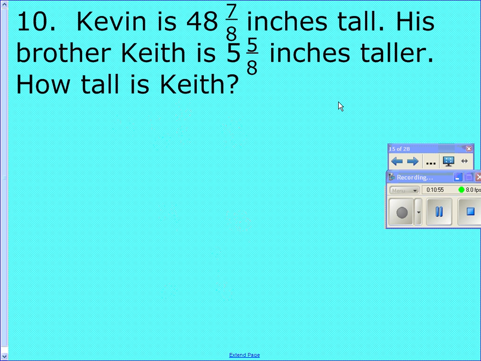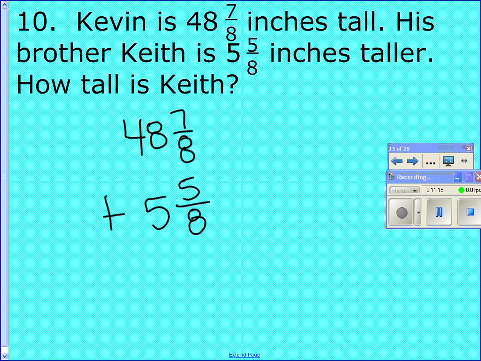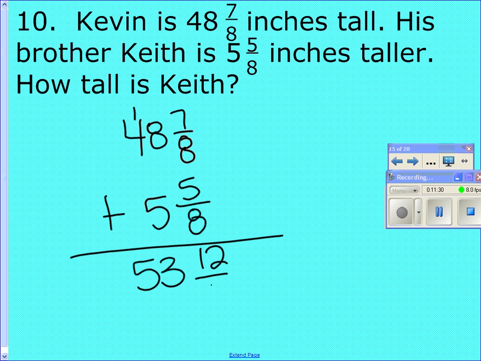Word problem. It says Kevin is 48 and 7/8 inches tall. His brother Keith is 5 and 5/8 inches taller. How tall is Keith? Okay, so if Keith is taller than Kevin, you are going to add 48 and 7/8 plus 5 and 5/8. Looking at our denominators, they are the same, so we're just going to add. 48 plus 5 is 53. 7 plus 5 is 12 over 8.